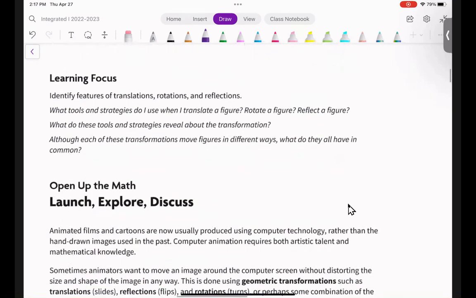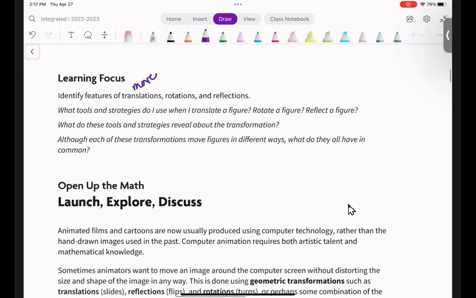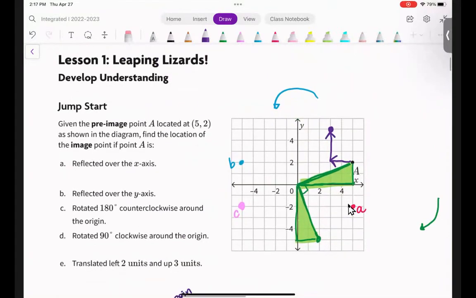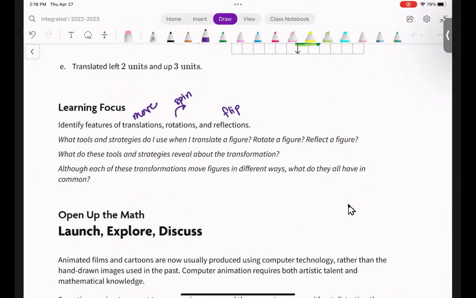So our focus today is to identify features of translations. I'm just going to write the word move. Rotation means to spin or turn, and reflection means to flip. Okay, so what tools and strategies do I use when I translate a figure, rotate a figure, reflect a figure? I showed you some of mine. What do these tools and strategies reveal about transformations? And although each of these transformations moves figures in different ways, what do they all have in common?